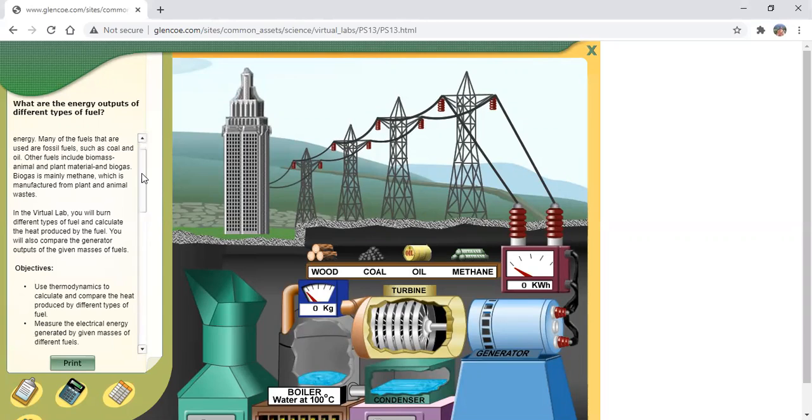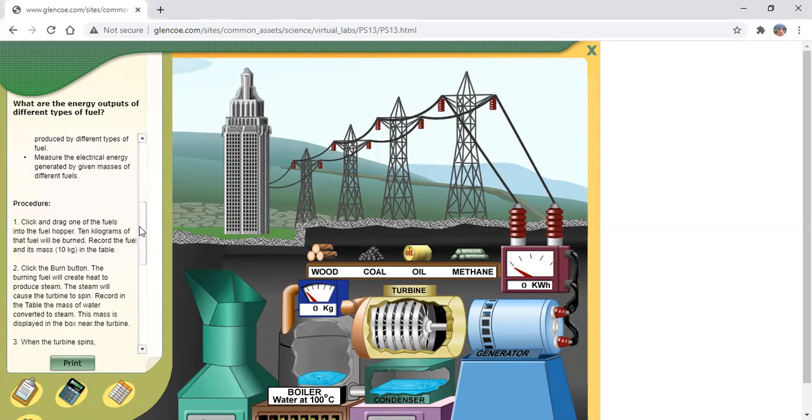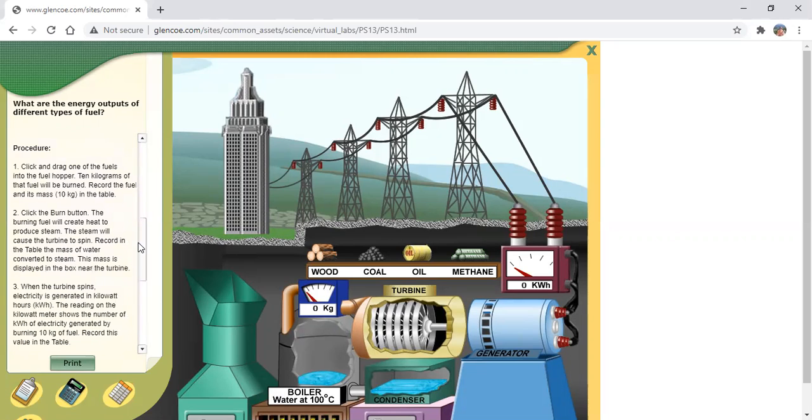In the virtual lab, you will burn different types of fuels and calculate the heat produced by the fuel. You will also compare the generator outputs of the given masses of fuel. So let's look at the procedure. Click and drag one of the fuels into the hopper. 10 kilograms of that fuel will be burned. Record the fuel and its mass, 10 kilograms, in the table.